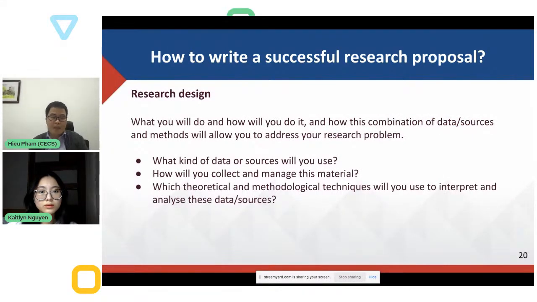Okay, so the next part of the research proposal will be research design. Research design means what I will do to solve my research problem. So what you can do, how you can do it, and how you can combine data sources and technical methods allowing you to address the research problem. So you need to answer some key questions like what kind of data or sources you will use, how you will collect or manage the data, and which methods, which techniques you will use to analyze and interpret the data. All of these things we call research design.